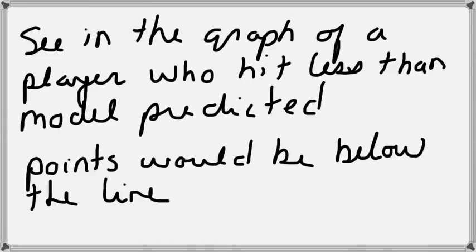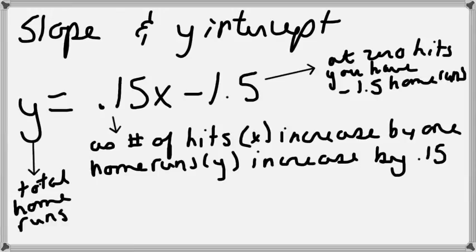And then the last question asks you, what would you see in the graph for somebody who was making fewer hits than predicted? You'd see that the points would be below the line, the model.